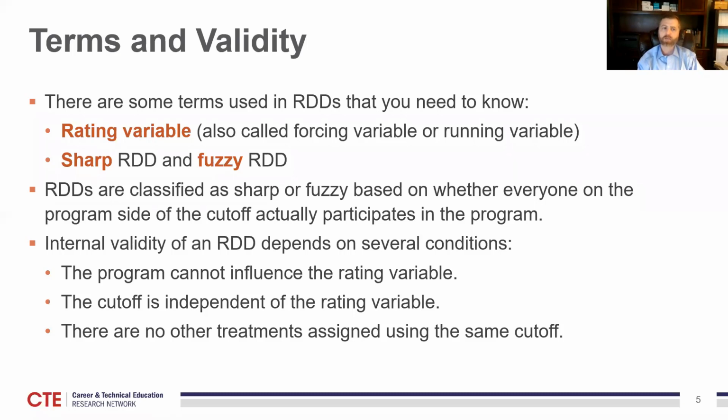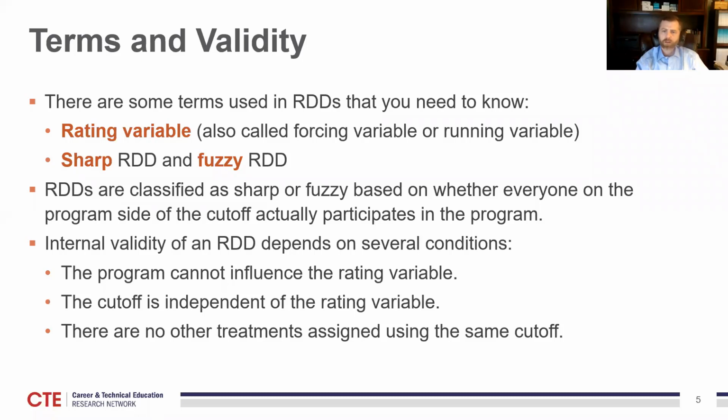The cutoff also has to be independent of the rating variable. So for example, program administrators that are enrolling students in the program of interest using this cutoff score can't manipulate the cutoff score so that they include certain students and exclude others. They can't pick and choose the cutoff to manipulate the composition of the group of individuals that are eligible for the treatment.